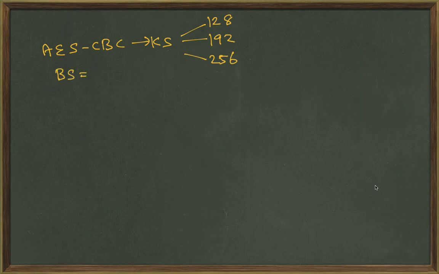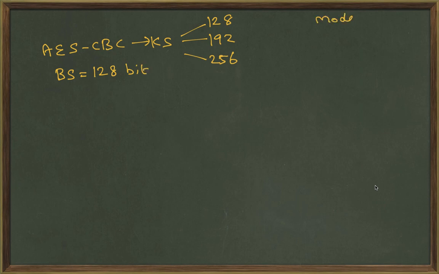I am going to use AES in CBC mode of operation. In AES, you all know the key size. There are 3 different key sizes that AES supports: 128, 192 and 256 bits, right? However, in AES, the block size is always fixed. The block size will never change. Only the key size will change. That you must remember, okay?